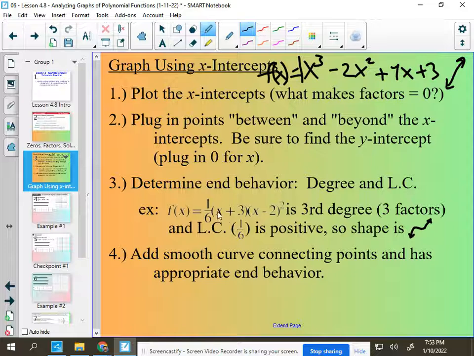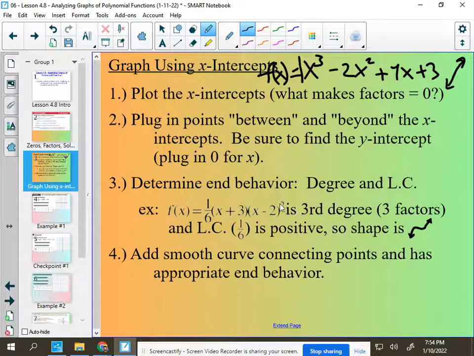We haven't seen as much when it's written like this. Say, well, what the heck? So the leading coefficient is still right out front. It's still, in this case, 1/6. If there was no number there, it would still be 1. But when it's written in factored form like this, how do I tell what the degree is? And obviously you can read my note here.